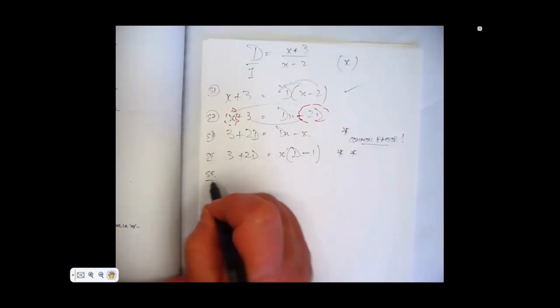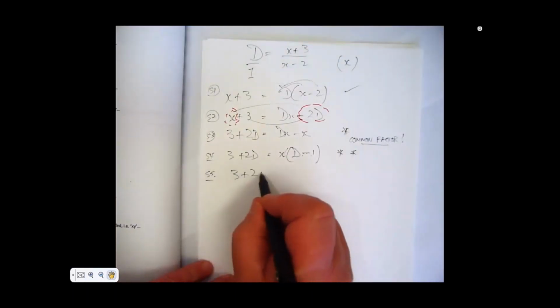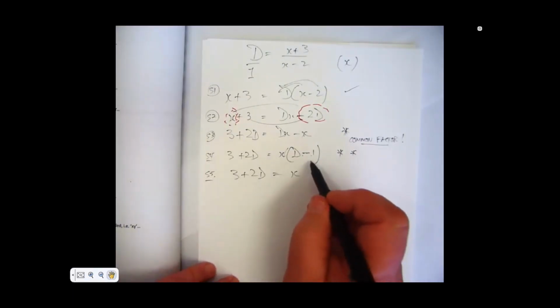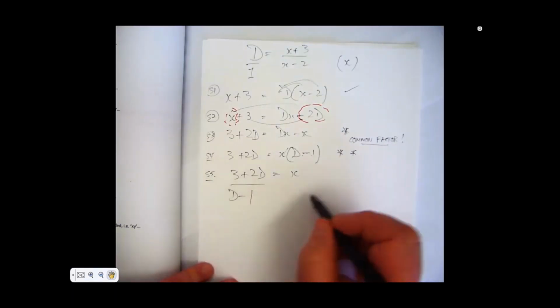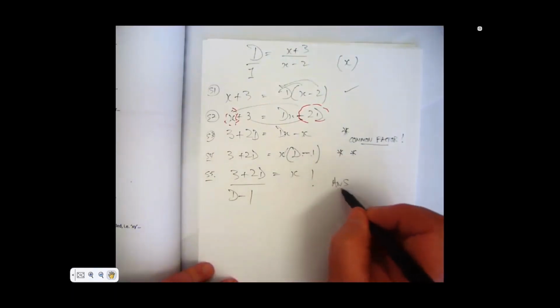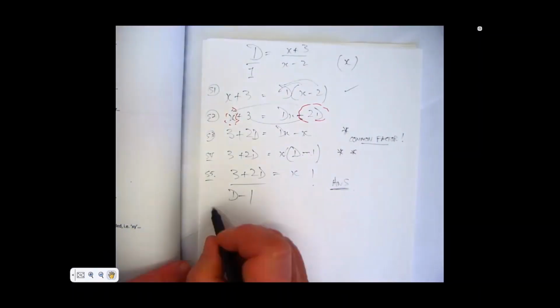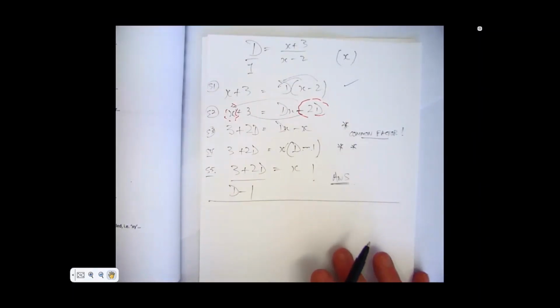Finally, step 5, I want x by itself, I get rid of the rest. So I have 3 plus 2d equals x. I want the d minus 1 not to multiply on this side, but to divide on this side. And there is my answer. That's exactly the same answer as you have in the booklet there.